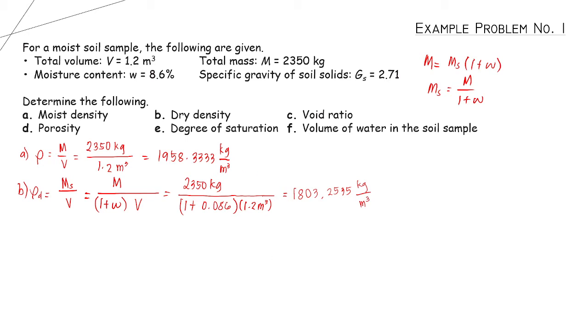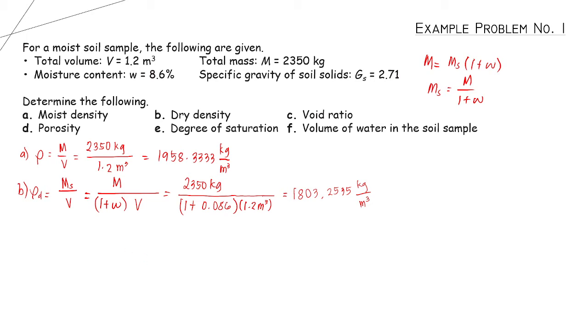So notice that the dry density is smaller than the moist density. This is because the moist density has water in it as compared to the dry, so it has some additional weight as compared to the dry sample.